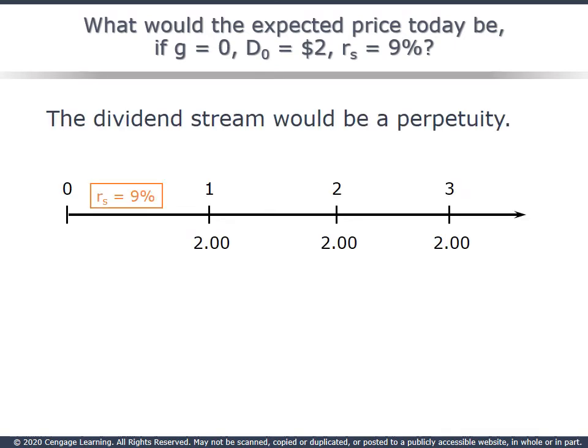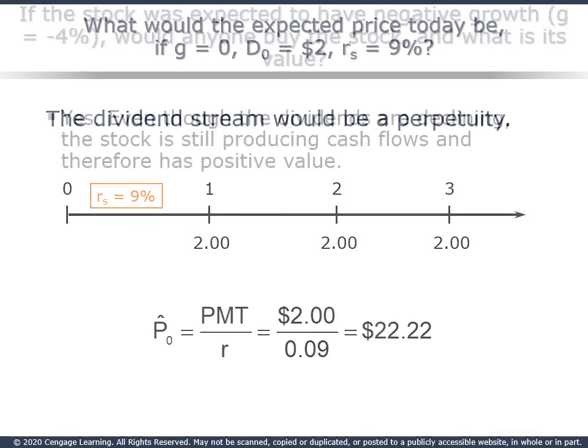So in that case, the dividend is just a perpetuity. It's not growing. It's $2 in the next period, the period after that, the period after, and so on and so forth. It's not growing, so it's a perpetuity. We're going to value it like a perpetuity.